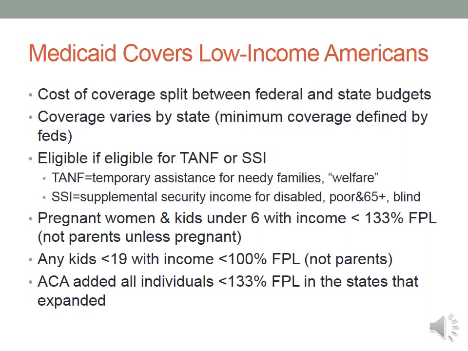Alternatively, if you are a pregnant woman or if you're a child under age 6 and your income is under 133% of the federal poverty limit, then you're eligible for Medicaid. Any kids who are under age 19 with income under 100% of federal poverty limit, they are eligible for Medicaid. And then ACA reform in the states that adopted Medicaid expansion added all individuals, whether they are kids or adults, with income under 133% of the federal poverty limit.